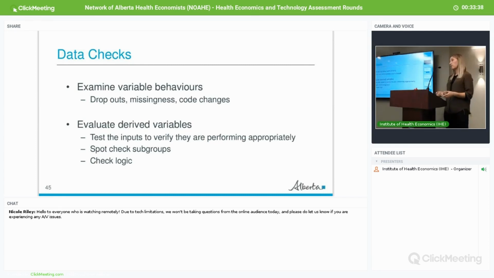So if you're not using something off the shelf, which I don't recommend all the time, I would test the inputs to make sure your algorithm is performing appropriately. The best way to do this is spot check the subgroups. So if you have people who are meeting a case definition and not meeting a case definition, pull some of those records, look at what's happening, and make sure that it follows the logic of what you're trying to apply. And just really check the logic of your algorithm. I've seen a lot of really good work derailed by a greater than or less than sign in the wrong direction.